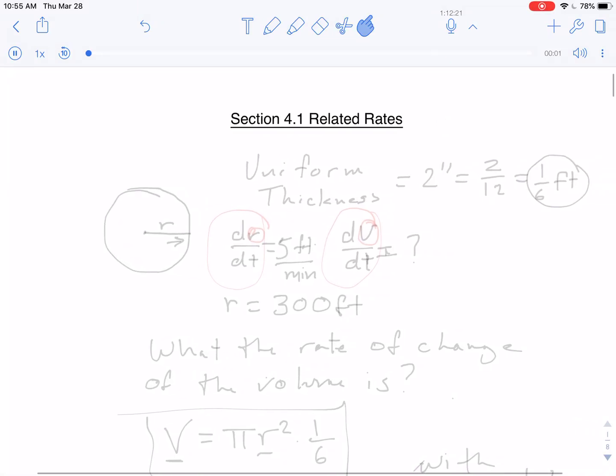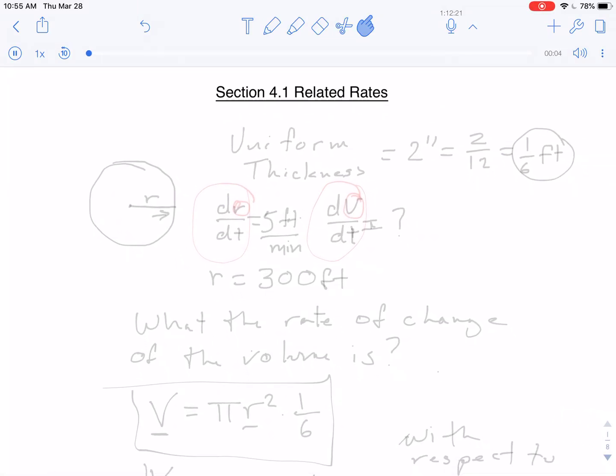Okay, class, so this is section 4.1, related rates from our OpenStax calculus book. And today we are talking about related rates, so let's introduce it. So related rates is the idea of, related rates.